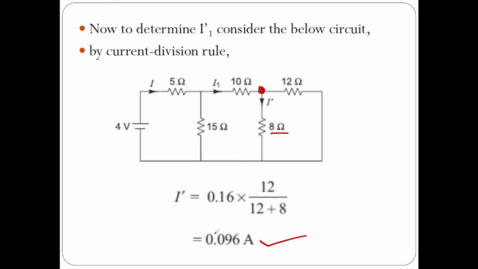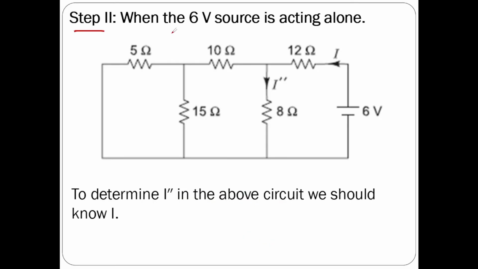So this is the current flowing in the 8 ohms resistor when only the 4 volts voltage source is acting in the given circuit. Now let us go to step 2. Let us assume only the 6 volts voltage source is acting in the circuit.